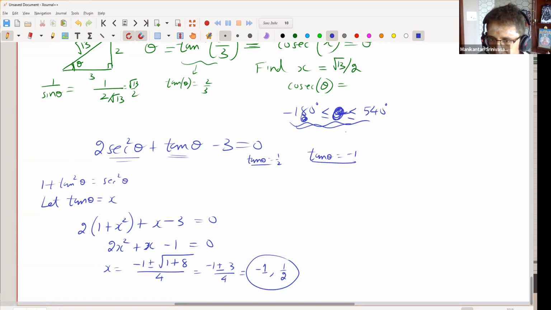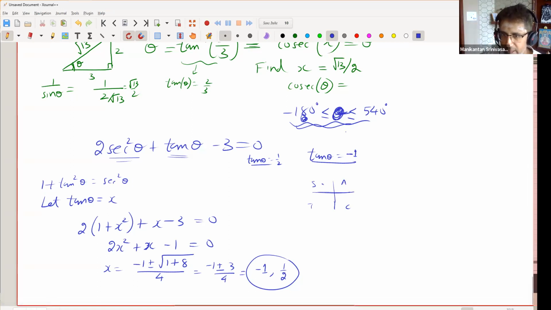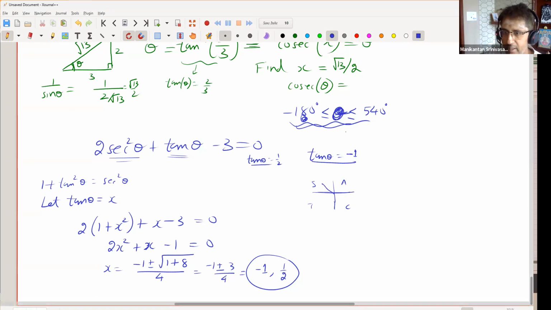So for tan theta, we know ASTC. Forget the minus sign for now. If it's plus 1, we know it's 45 degrees. Therefore, minus 1 should be the corresponding angle in the second quadrant and the corresponding angle in the fourth quadrant. The corresponding angle to 45 degrees in the second quadrant is 135 degrees, and in the fourth quadrant it is 360 minus 45, which is 315.